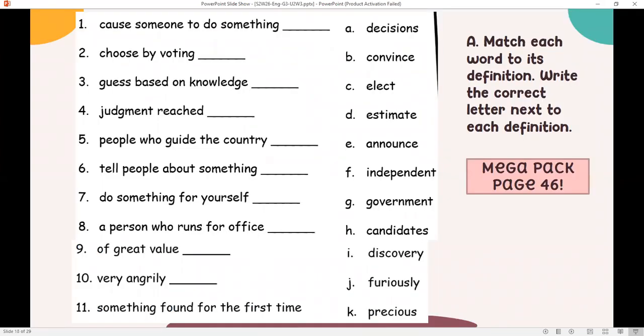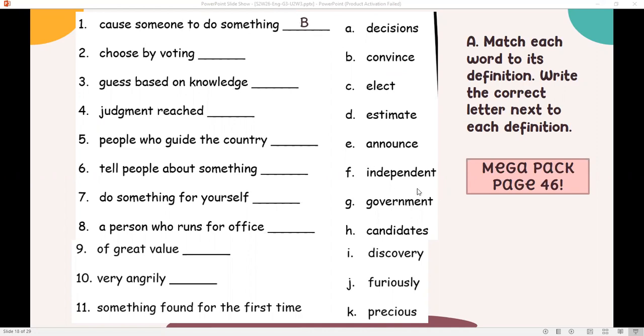That's it. We finished our vocab words. Now let's practice. Match each word to its definition. Write the correct letter next to each definition. You can find this exercise on Megapack page 46. Number 1, cause someone to do something. This is the word convince. To convince is to cause someone to do something. So I write letter B.